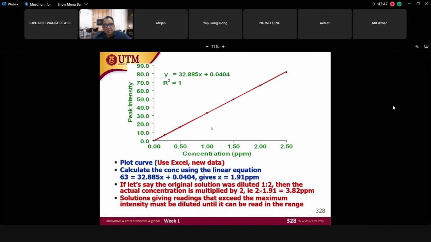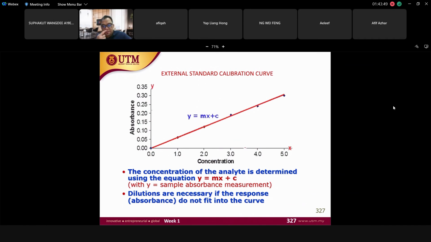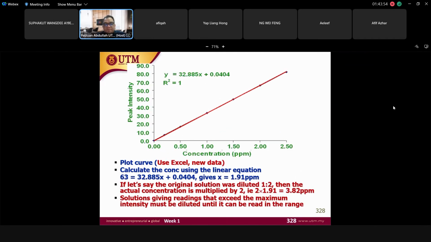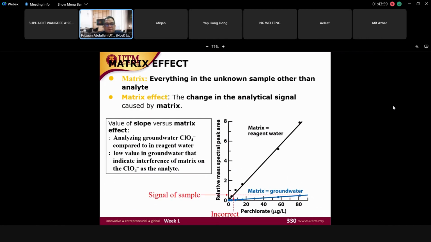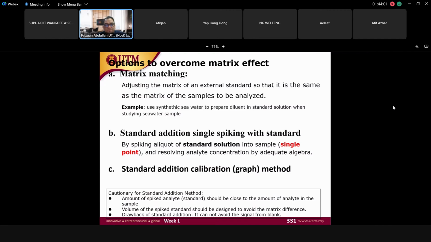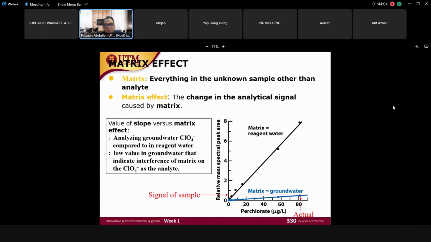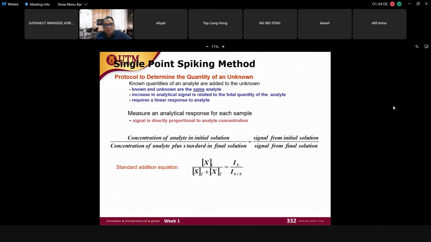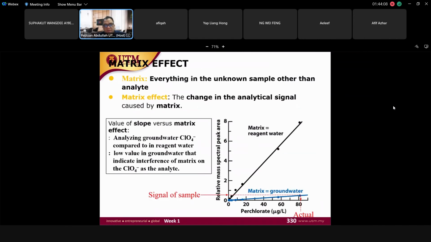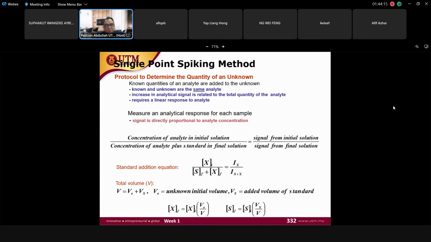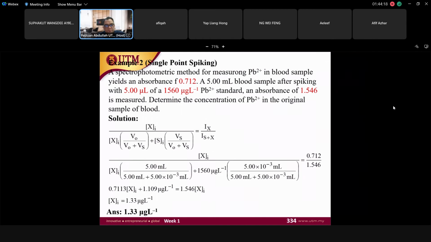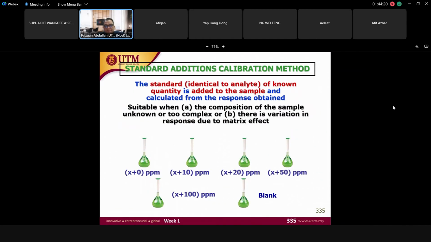So this is what we call the external standard. We prepare a series of standard solutions and we analyze them. And then we also have the internal standard. Sorry, which one is the internal standard? The rest of the notes you have to read by yourself. I just point out all the important things that you have to know. Yes, this one is standard addition.